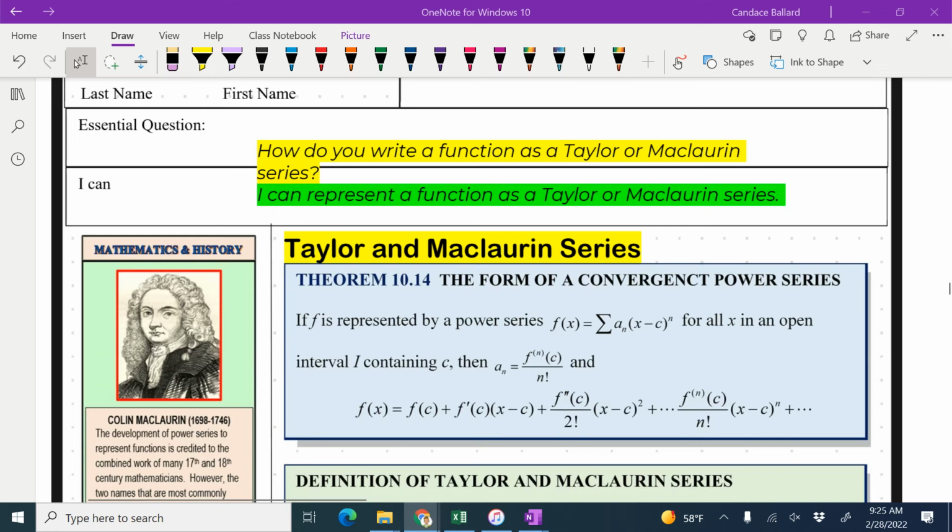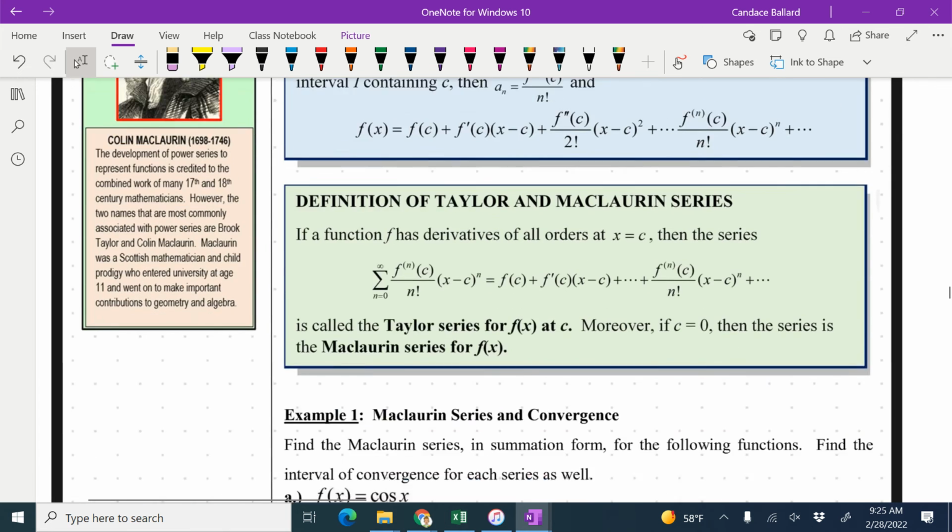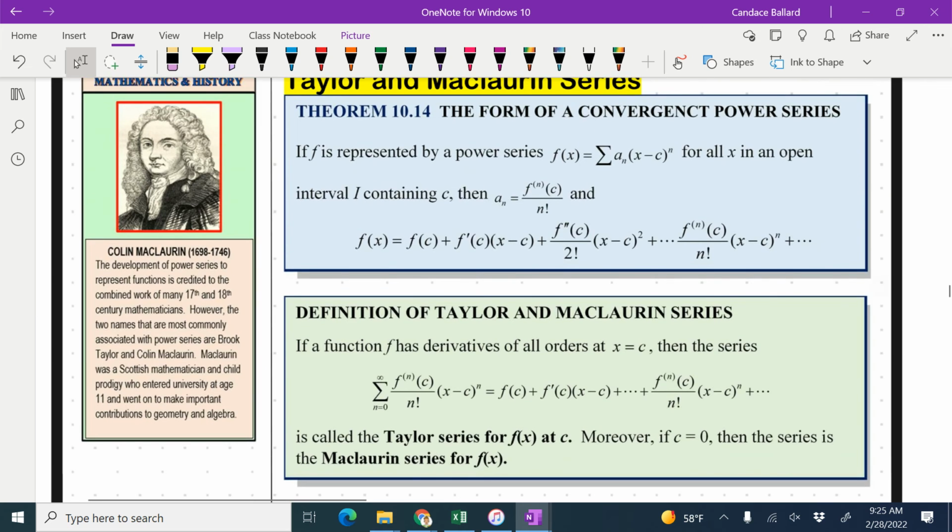So, obviously, if you want to read a little blurb about Maclaurin, he's over there. What I want you to do is just read those two boxes, kind of skim through those two boxes to yourself for a minute. So, Theorem 10.14 and then the definition.